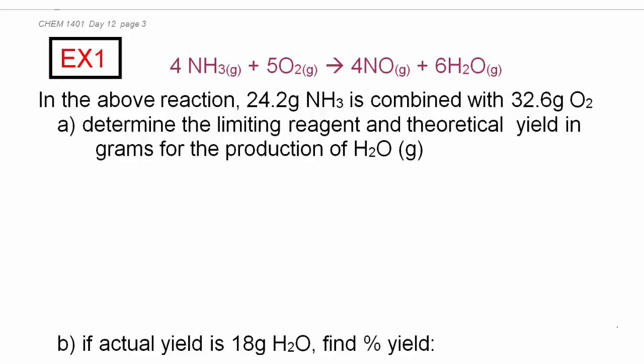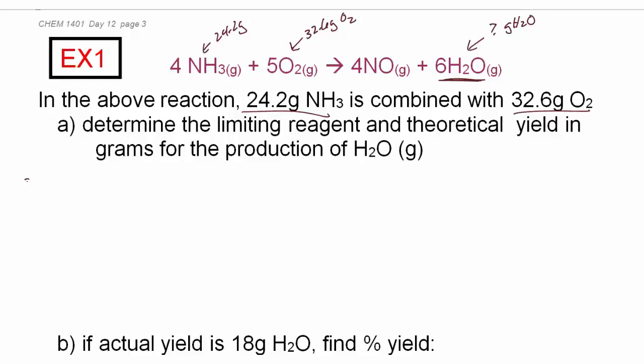In the above reaction, 24.2 grams of ammonia is combined with 32.6 grams of oxygen. Determine the limiting reagent and theoretical yield in grams of product for water. So we're starting with 24.2 grams of ammonia and 32.6 grams of oxygen. Which one reacts up first? Well, let's do the same thing we did with the s'mores. Let's convert both of those to grams of water, and we will pick our smallest answer, right? And that'll be the theoretical yield. The one that gave the theoretical yield is the limiting reactant.